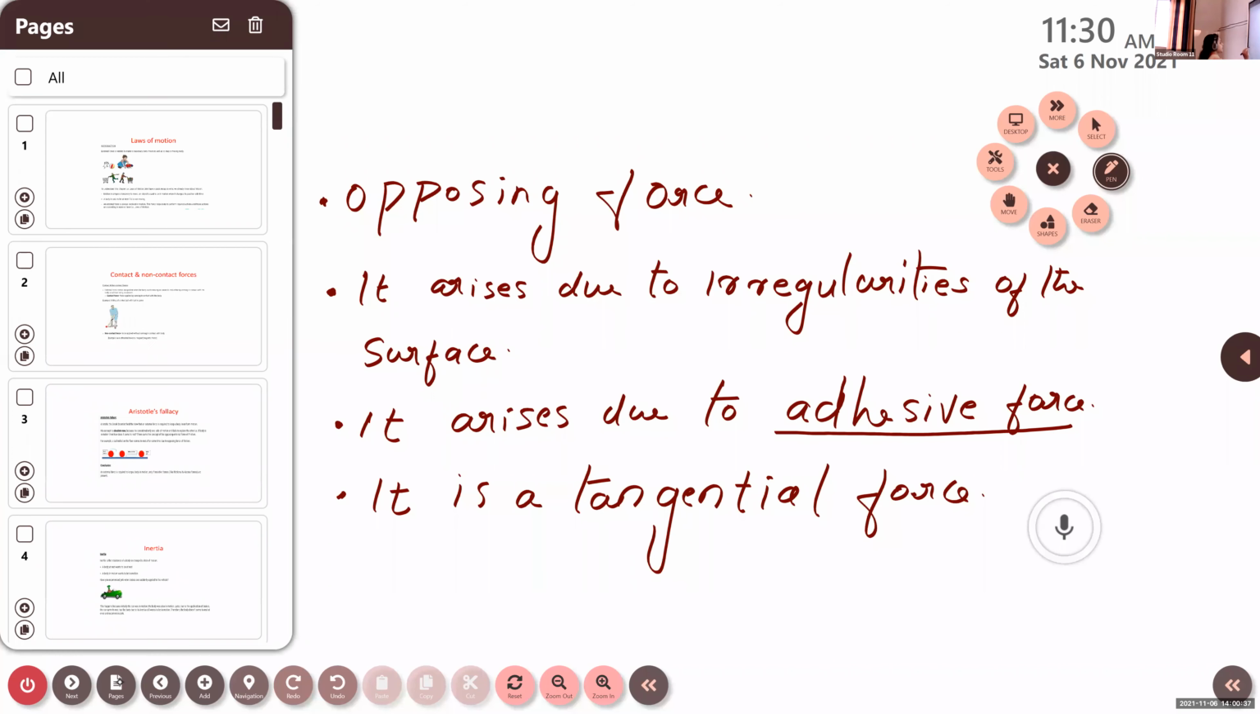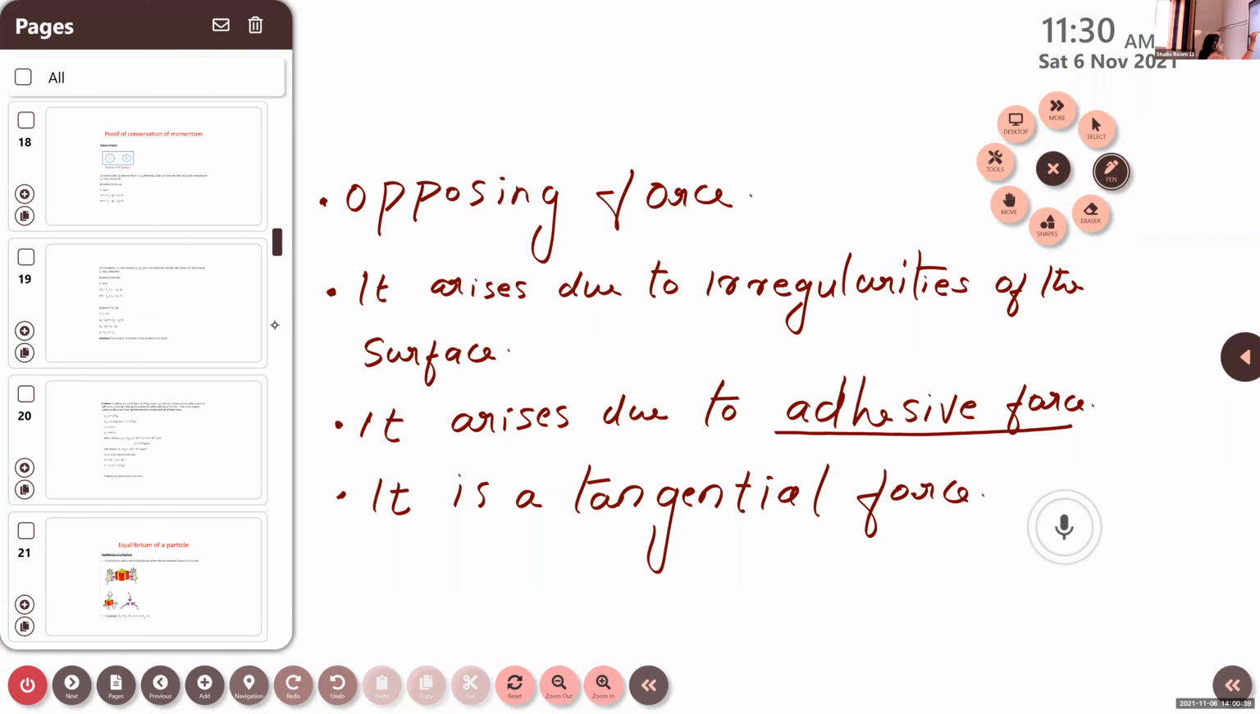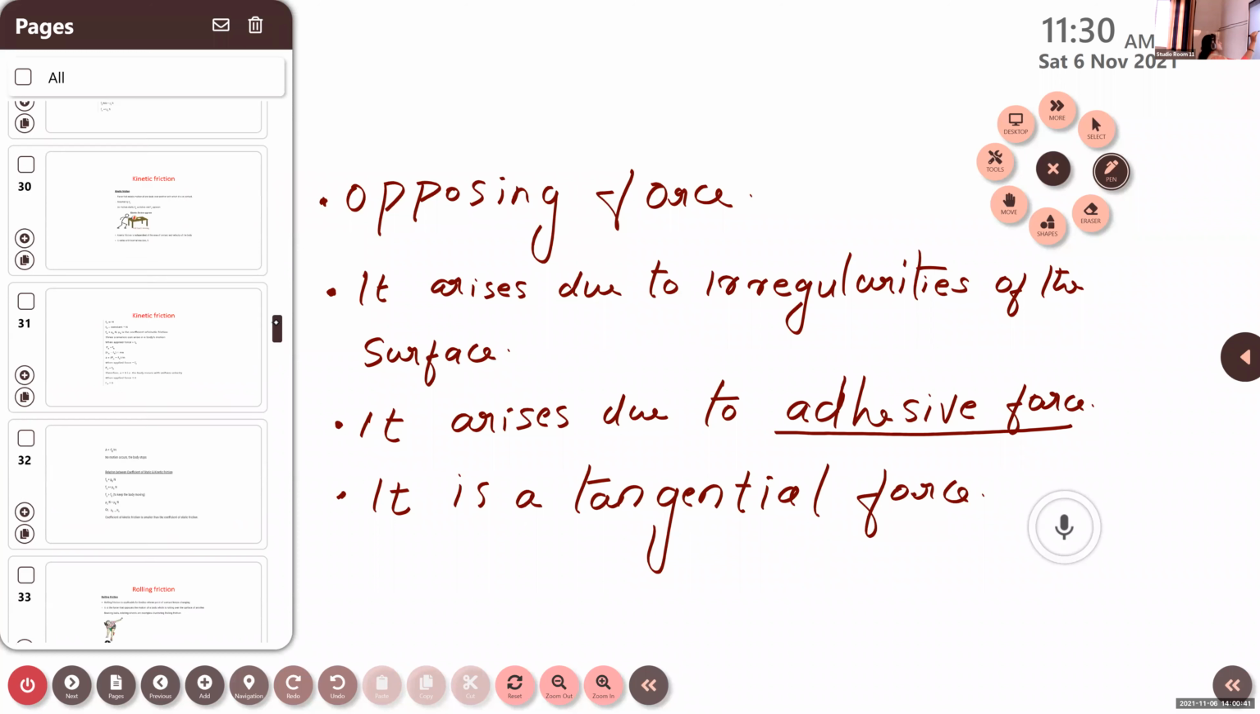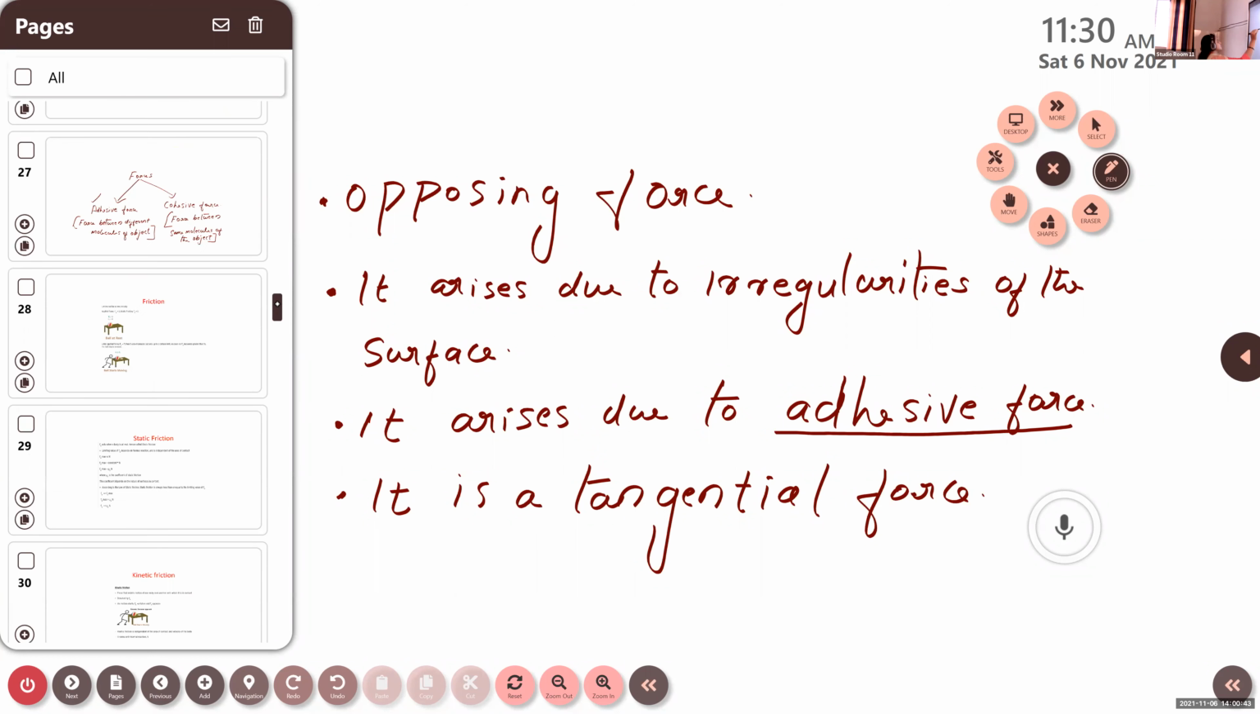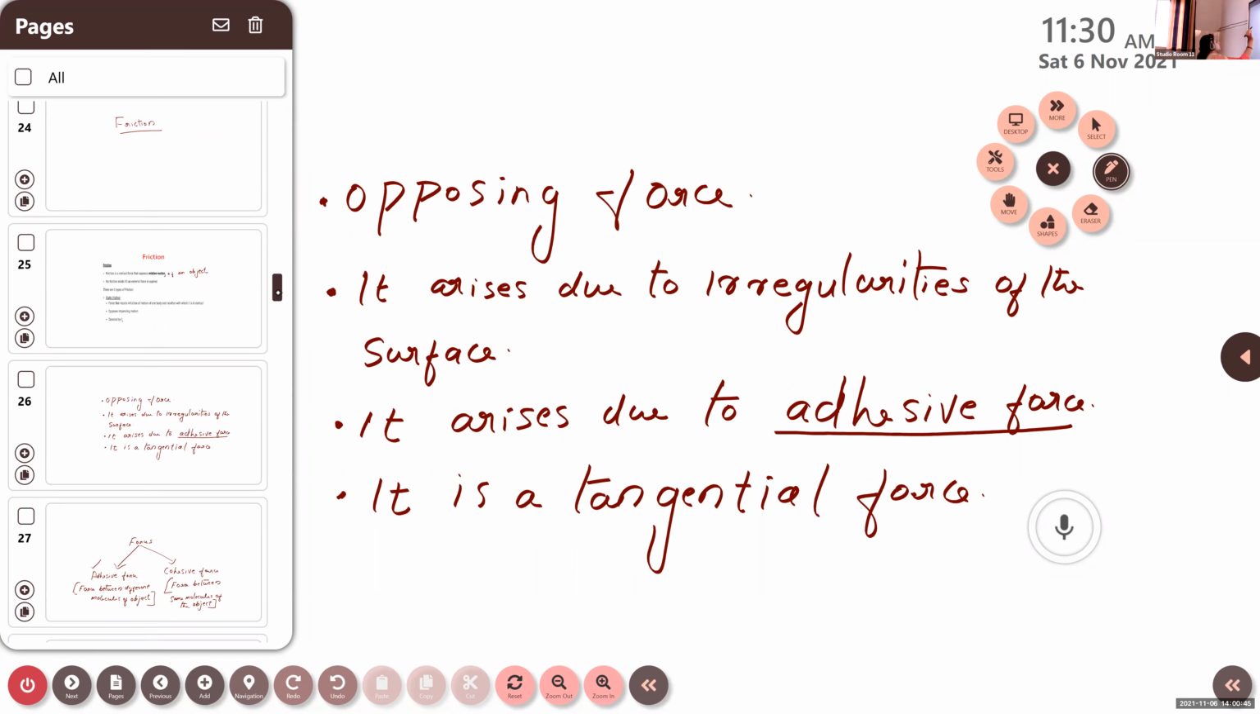Now let us see what are the different types of frictional force. In this chapter, we are discussing mainly three types of frictional force: static friction, rolling friction, and kinetic friction. So we can discuss the different types of frictional force. All of you write the next heading, types of friction.